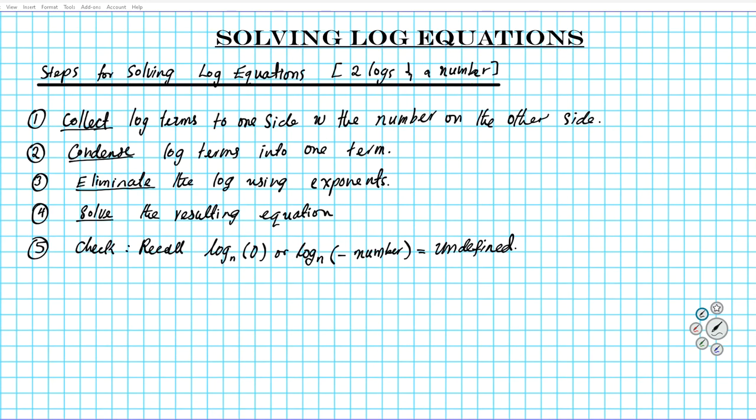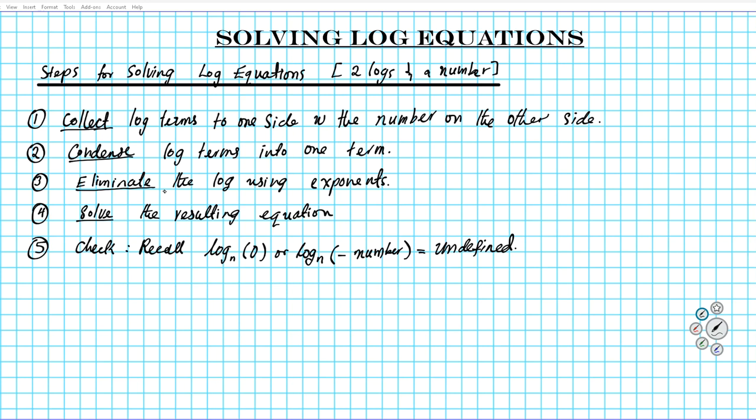To get us started, let's do a real quick review on the steps for solving log equations. We went over this in the previous presentation before this. So here are the 5 steps. To solve it, you're going to use steps 1 to 4, the CCES steps, and then step 5 is just to check, okay? So first thing you want to do is collect the log terms to one side with the number on the other side, okay?